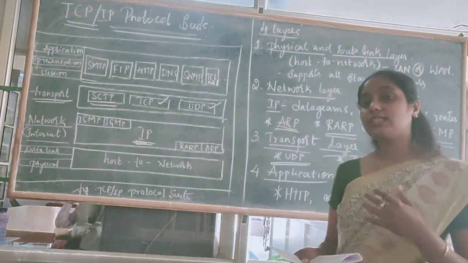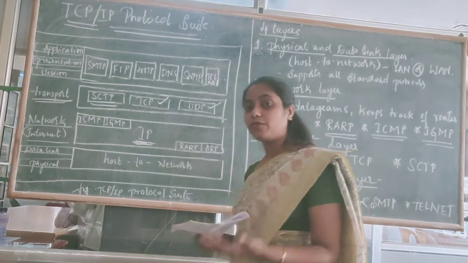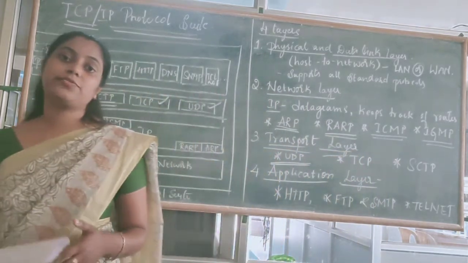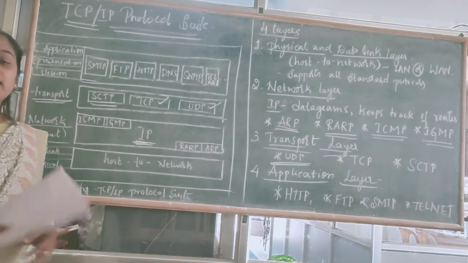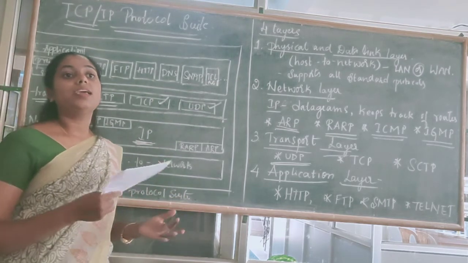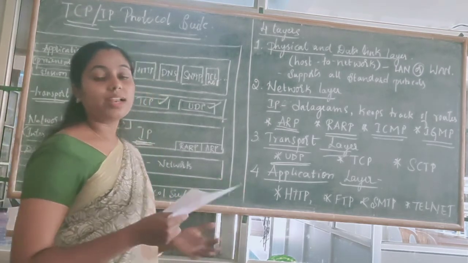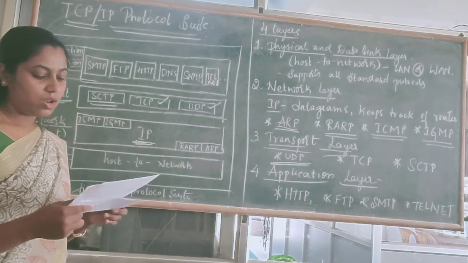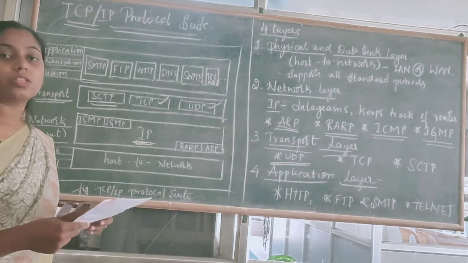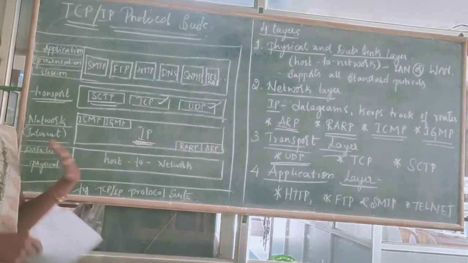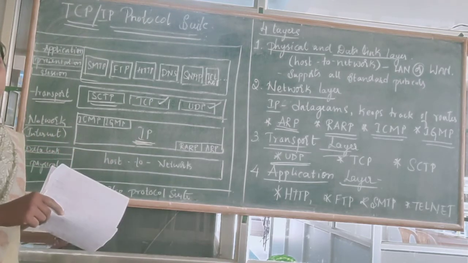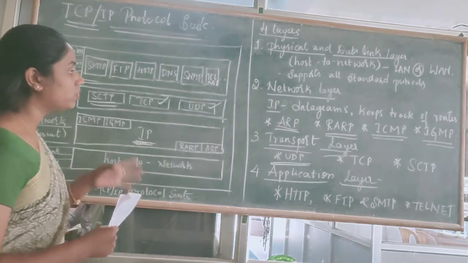UDP, the User Datagram Protocol, adds some information to the data which is sent from the sender to the receiver. The information can be checksum or error control or length of the data or the port address. This kind of information is sent together with the data which is sent by the sender. So that is the work of UDP.